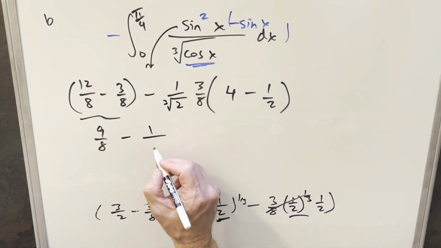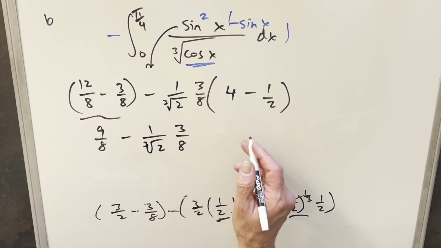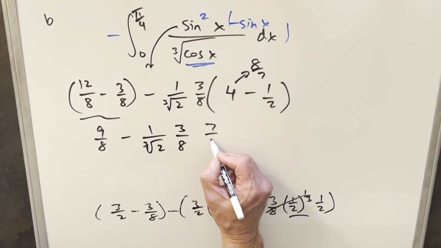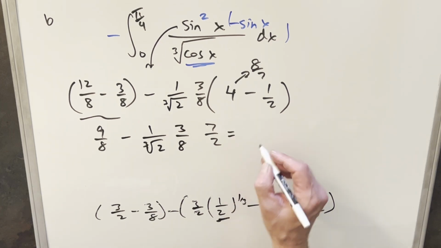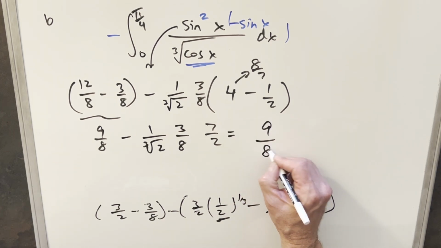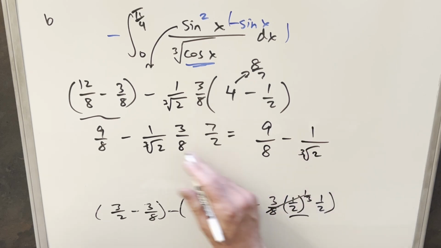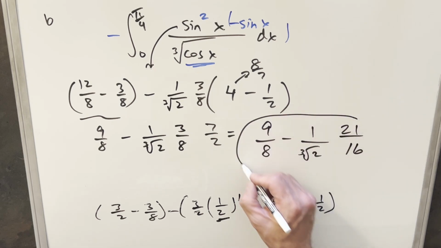Then trying to put this all together, we have the cube root of 2, 3/8, and then I can write this as 8 over 2, so this is going to become 7 over 2. There's a whole bunch of different ways we could simplify this, but I think what I want to do is just leave it 9/8 minus 1 over cubed root of 2. Multiplying this together, we get 21 over 16, and I'll just circle it.